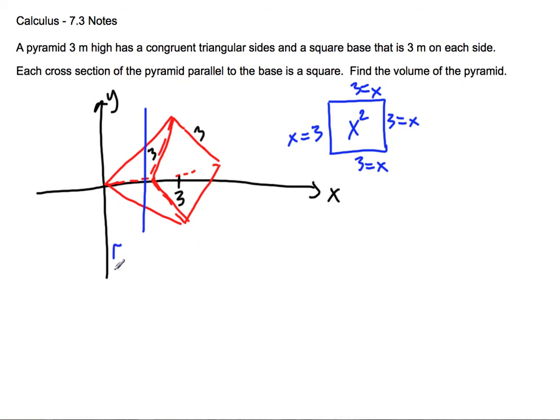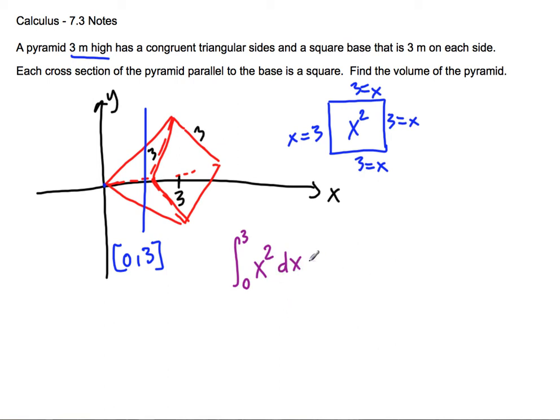Our limits of integration then are from 0 to 3, because we're told it's 3 meters high. We know the tip is at the origin and we go out to 3 on the x-axis. So we'll just integrate from 0 to 3 the area of the cross section, which in this case is a square. So x squared dx. That's it. That's all there is to it.